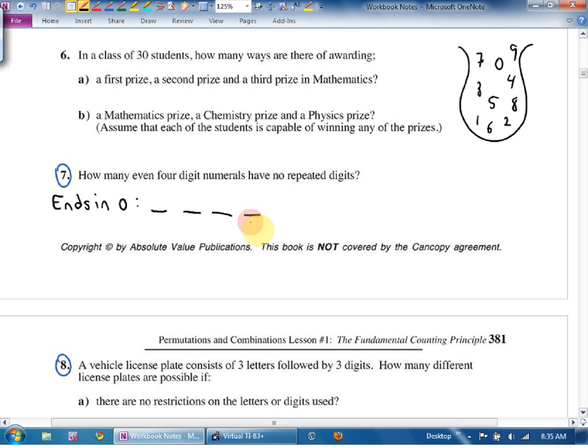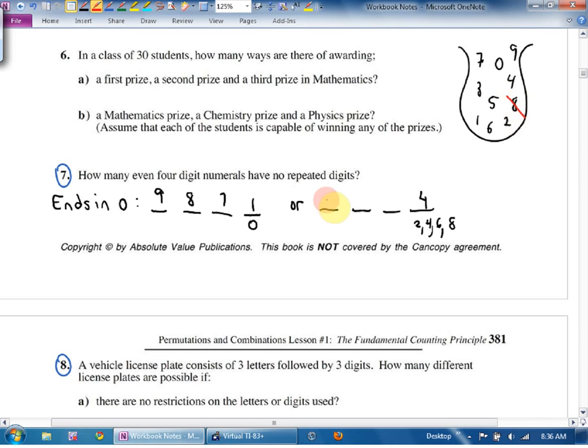So if it ends in a 0, how many ways are there to pick a 0? 1. So I picked a 0. How many choices do I have for the first digit? 9. Then, okay, or it ends in a 2 or a 4 or a 6 or an 8. How many choices do I have here? 4. So let's suppose I put an 8 on the end.